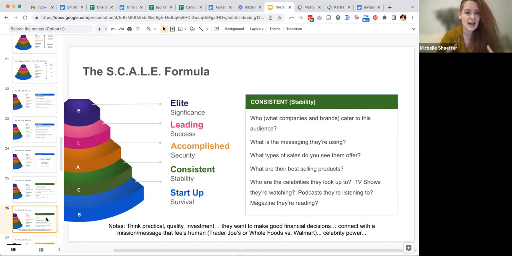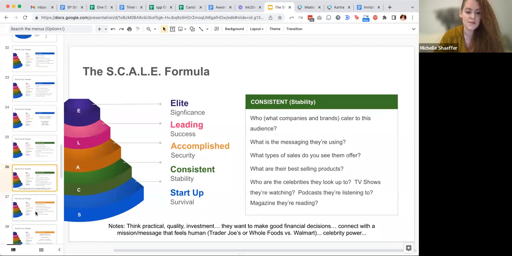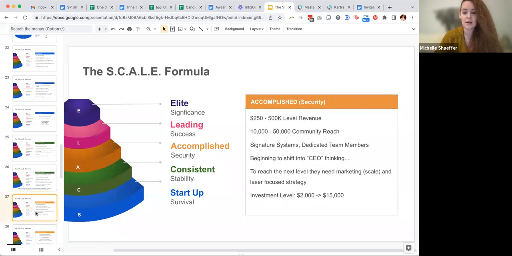People at this level tend to have, even though they're hustling, a little bit more time. They're generally a little bit more open to celebrity messaging that works better at some of the lower levels. So moving to the next level is accomplished. This is where a business starts to feel secure.